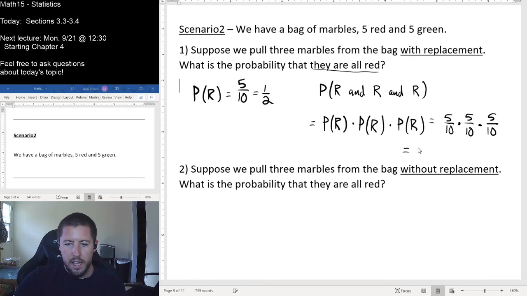And this one, I think it's way easier to just think about these as 1/2 times 1/2 times 1/2. And in that case, we can see that there is a 1 in 8 chance in this scenario that we will pull 3 reds in a row.